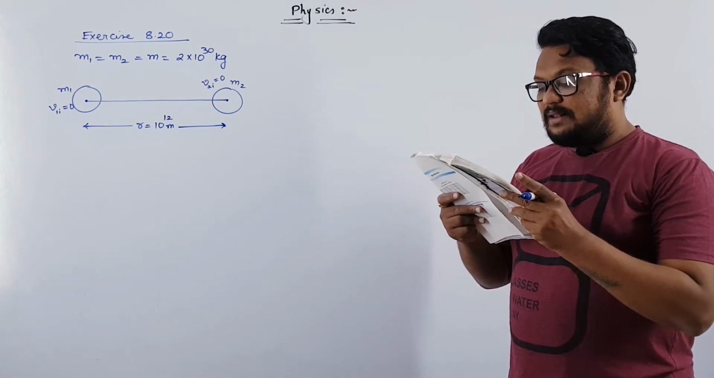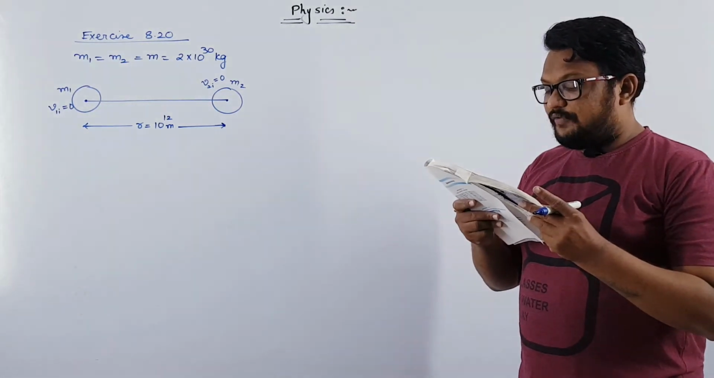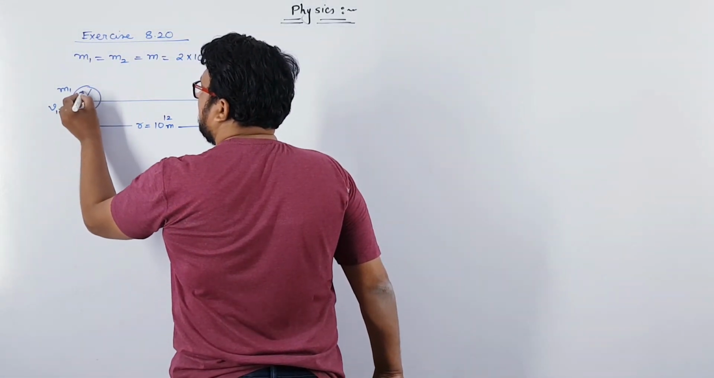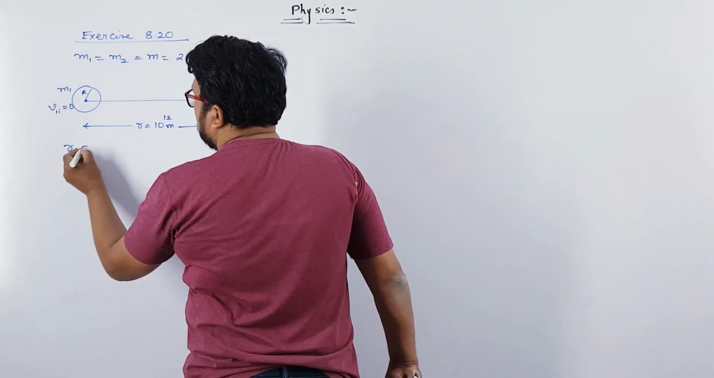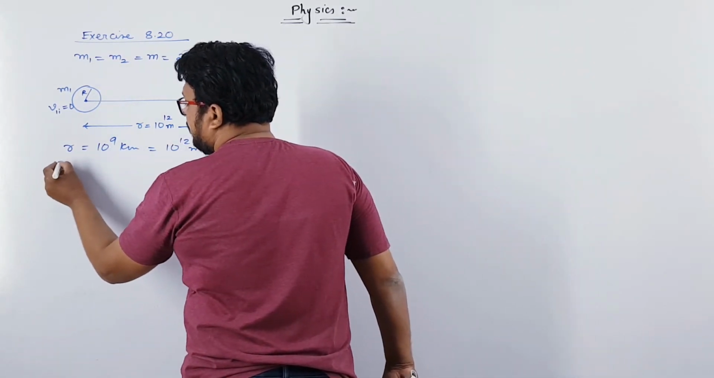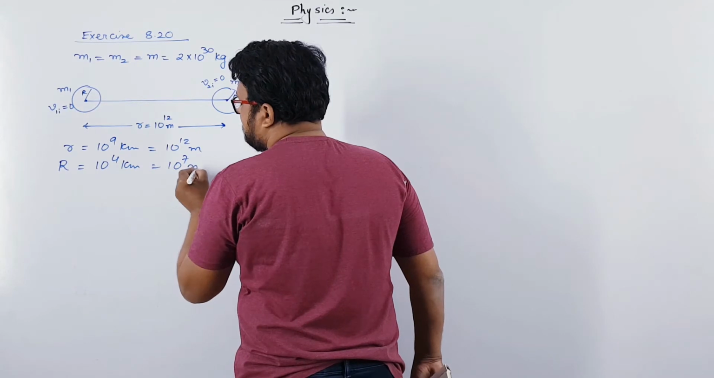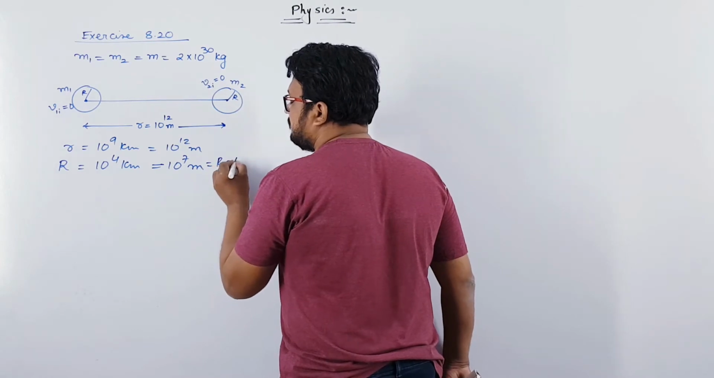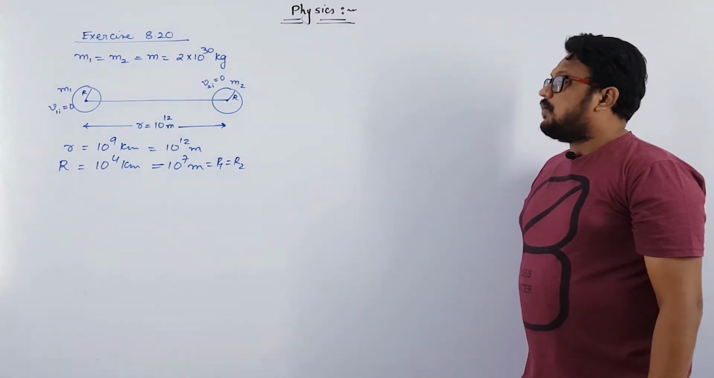What is the speed when they collide, or what is the speed with which they collide? The radius of each star is 10 to the power 4 km. That is, this radius, let us write capital R, right? So here you can write small r is 10 to the power 9 km, that is 10 to the power 12 meter, and the radius of each star is 10 to the power 4 km, or you can write 10 to the power 7 meter. In fact, you can write r1 equal to r2. So basically we have to find the speed when they actually collide with each other.